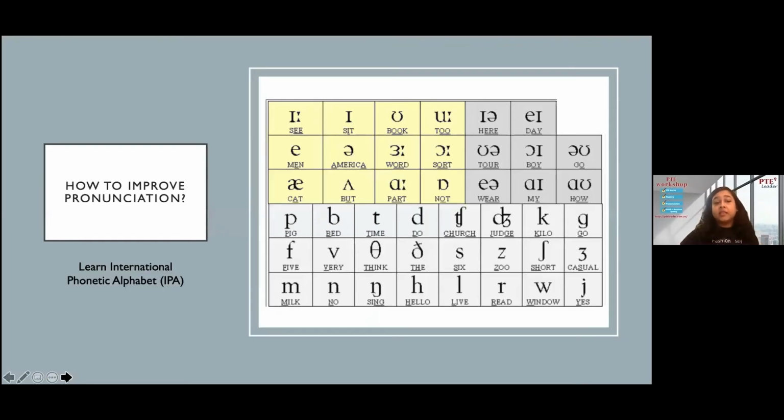Finally, another way of improving your pronunciation is to learn the International Phonetic Alphabet, which is called IPA. Even though we have 26 letters in the English alphabet, we have 44 sounds. These are the 44 sounds, and these will give you a detailed idea of how to pronounce different letters in English. You will find lots of new ideas, lots of videos, and more knowledge regarding IPA on Google. Feel free to search it and make it a part of your self-study to improve your English pronunciation.